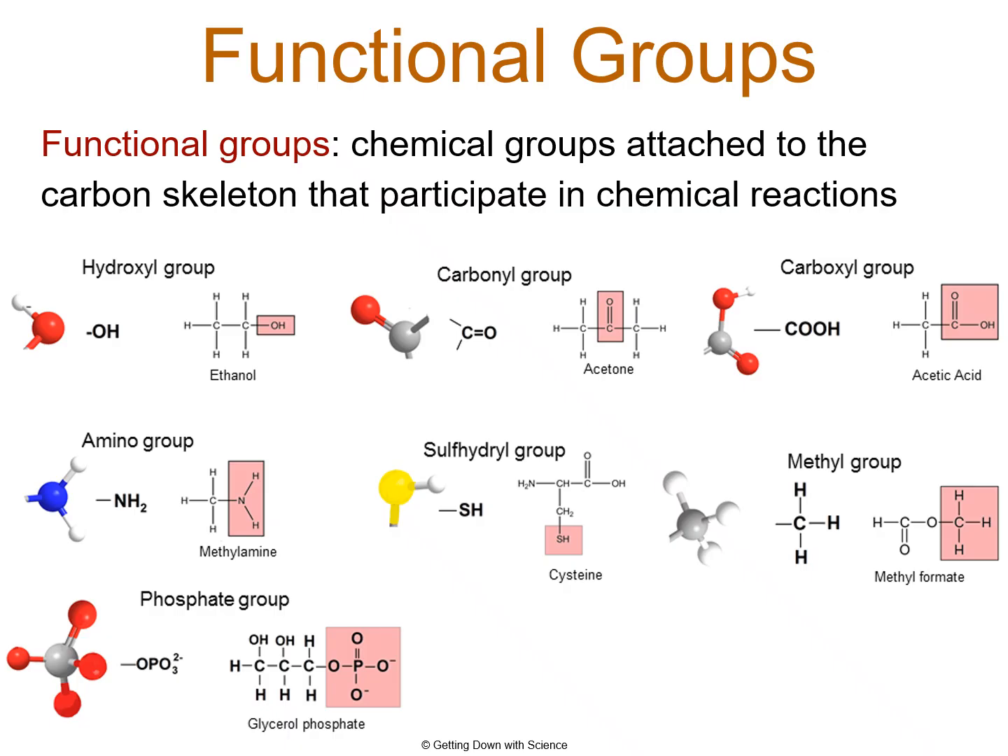Functional groups are chemical groups that attach to a carbon skeleton in a particular way to participate in chemical reactions. We talked about this when we talked about amino acids, right? We had a hydroxyl group and a carboxyl group, and those are functional groups. And then we had an R group that could be many different functional groups depending on what amino acid we want. These are just examples of different functional groups, and how they're bound to each other.